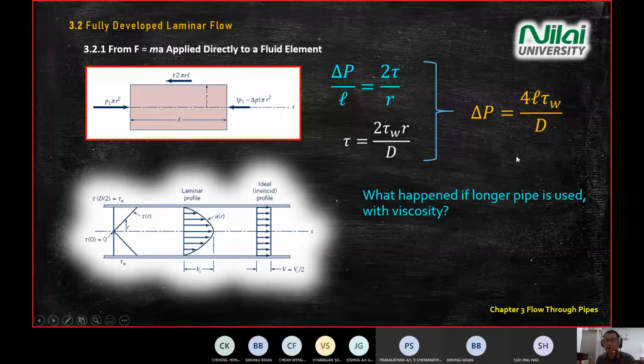So what happened? You have a longer pipe. If you look at this equation, delta P equals 4L wall shear divided by D. What happened to the pressure? Will it drop or will it increase if you have a higher length here?